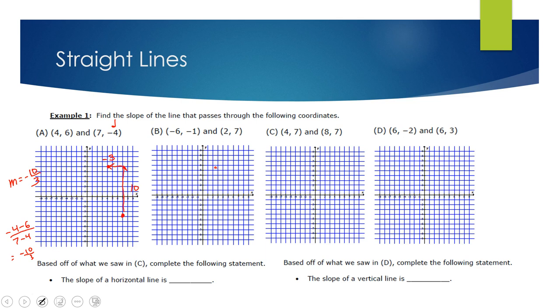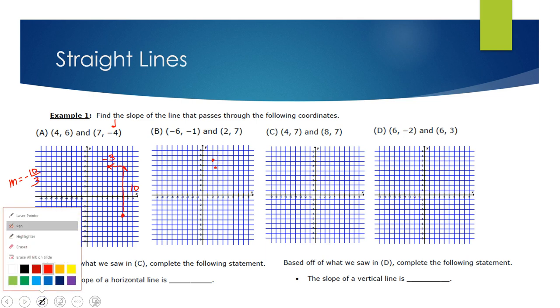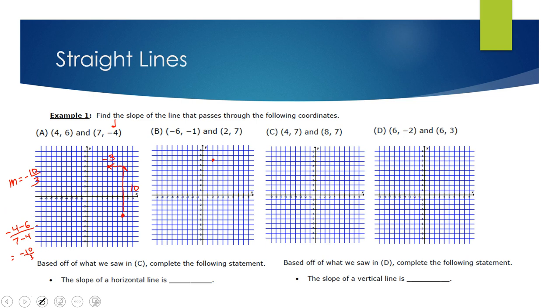2, 7. Here's where 2, 7 is. This was nothing. I just was trying to make a point with that. Negative 6, negative 1 would be right here. So again, if I go from negative 1 to 7, that's 8 units. And when I go from negative 6 to 2, that's 8 units. So basically, the slope of this line is 1 over 1, or just 1.